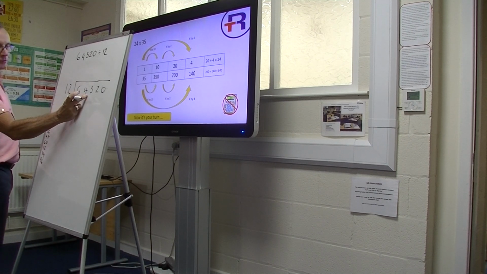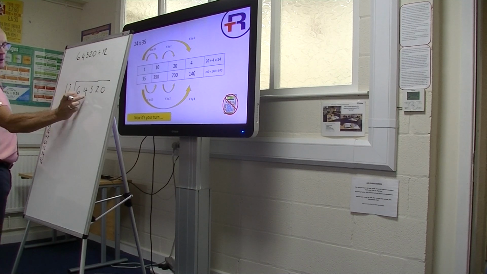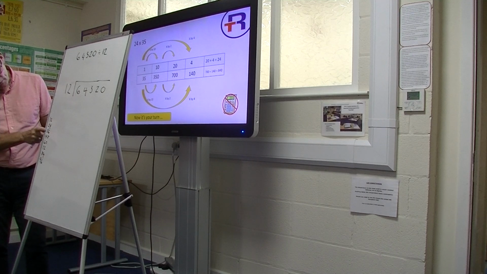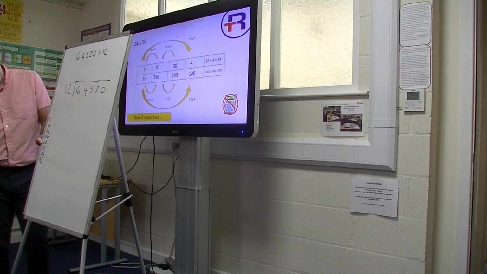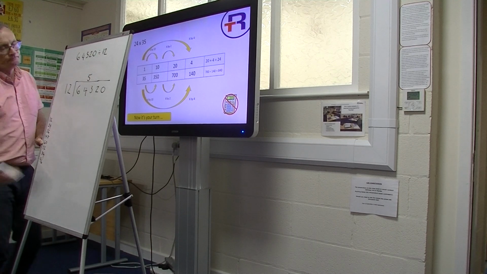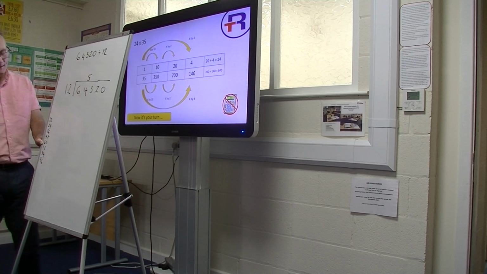So your next full number then is 64. Just ignore those for a second. How many 12s go into 64? So you look at your 12 times table. 2, 3, 4, 5, 60. Can't be 6 because that would give us 72. So it's 5. So the 5 goes there. Okay, because 12 has gone into 64 5 times.